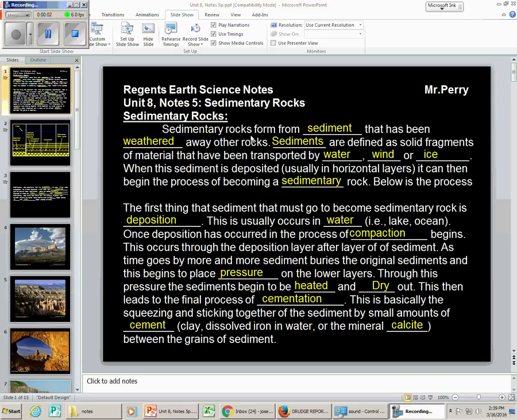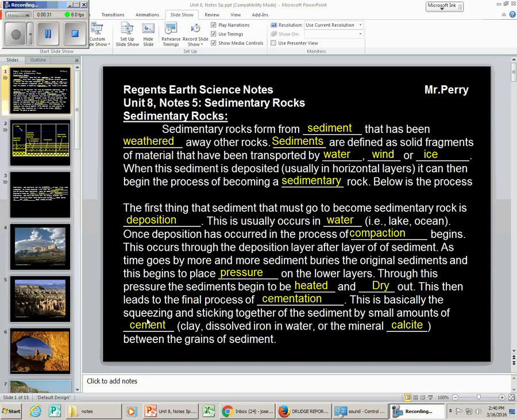Okay, so we blew through Sedimentary Rock Lab and Metamorphic Rock Lab, but I do want to go over the notes briefly that were passed out to you a few weeks ago. So, notes 8.5, sedimentary rock comes from sediments. They formed at the surface of the earth through deposition, compaction, and cementation. There's not a lot of heating, okay, but they do dry out. But it's through the process of deposition, compaction, and cementation.